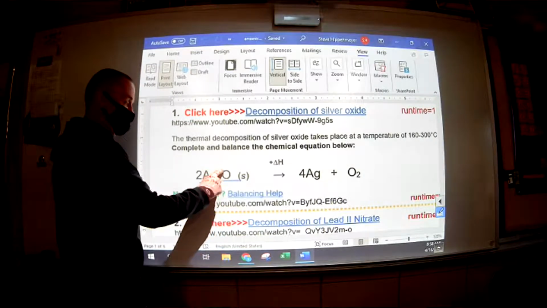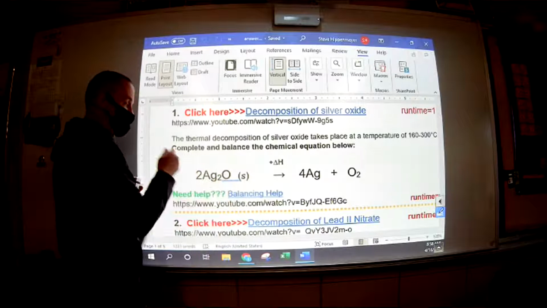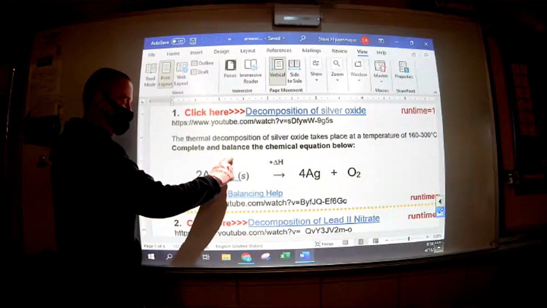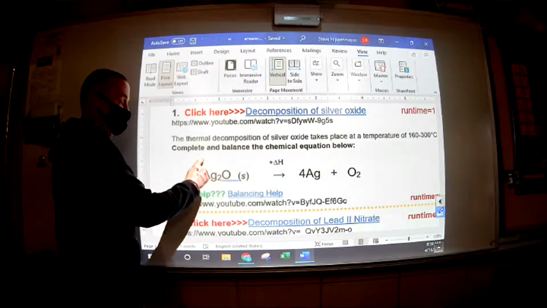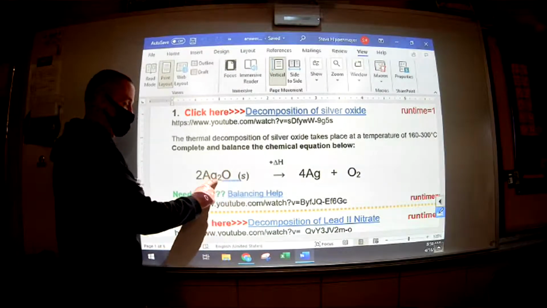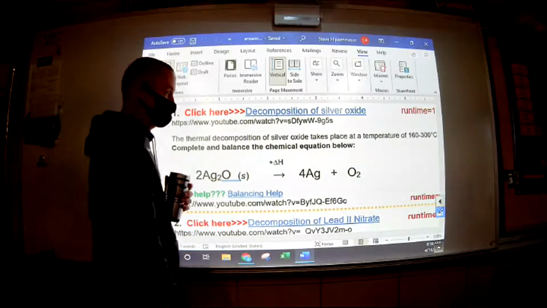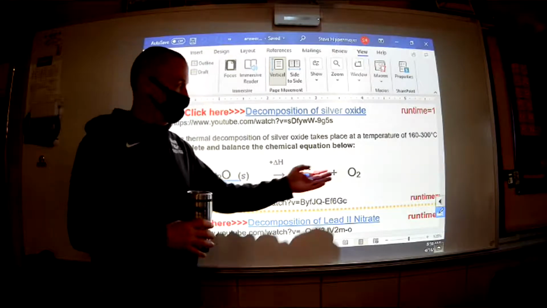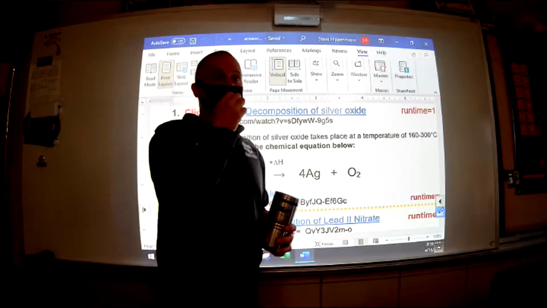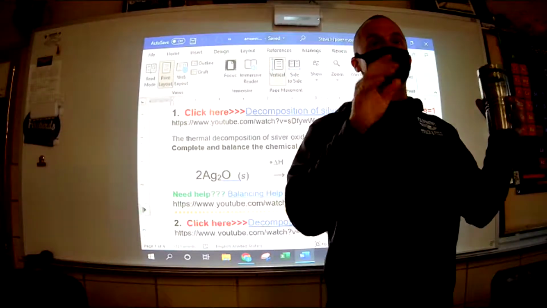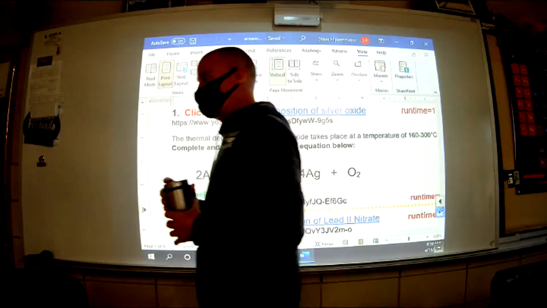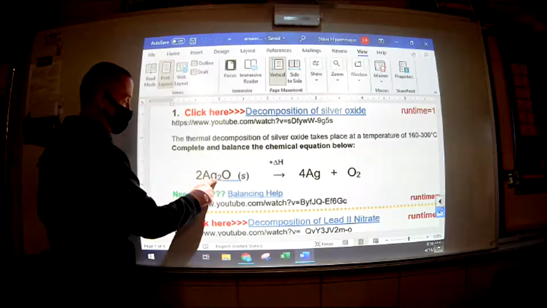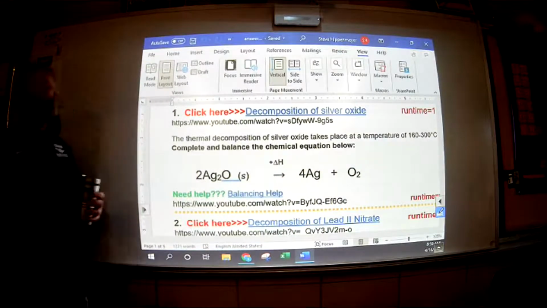Remember, when we have something like this, the subscripts come from balancing the charges. Silver's always 1 plus, oxygen's 2 minus, so we crisscross. The 1 from the silver came down here, the 2 from the oxygen came down here. The only time oxygen must have a 2 after it is when it's by itself. The subscripts, when oxygen is with other stuff, depend on what it's balancing with. So with the 2 here, we need a 2 in front. 2 times 2, that gives us 4 silvers. Question on that first one.